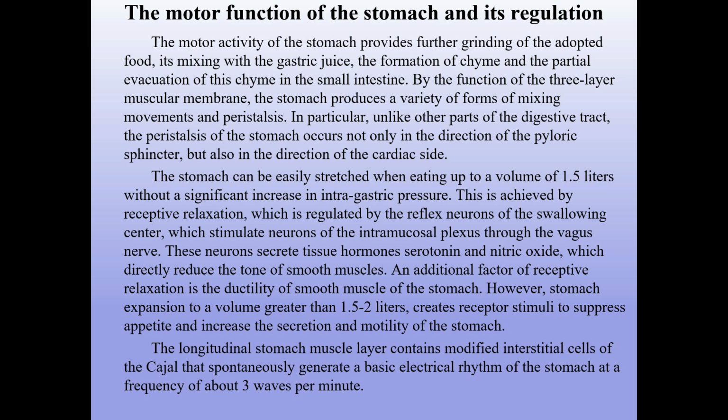The longitudinal stomach muscle layer contains modified interstitial cells of Cajal that spontaneously generate a basic electrical rhythm of the stomach at a frequency of about 3 waves per minute.